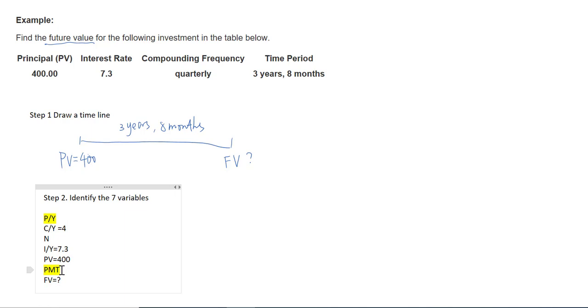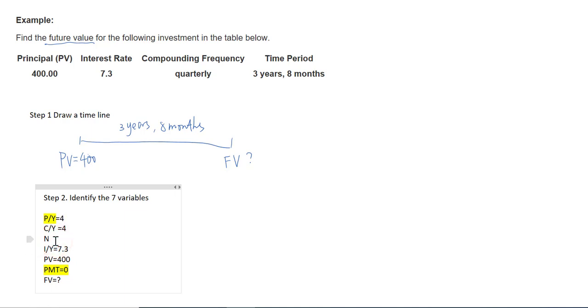So in this case, the principal $400 will be paid off at the end of the term. So there's no periodic payments involved. So PMT is 0. And when PMT is 0, it makes no sense to talk about frequency of payment. In such cases, PY takes the same value as CY. So CY here is 4, so PY is also 4.